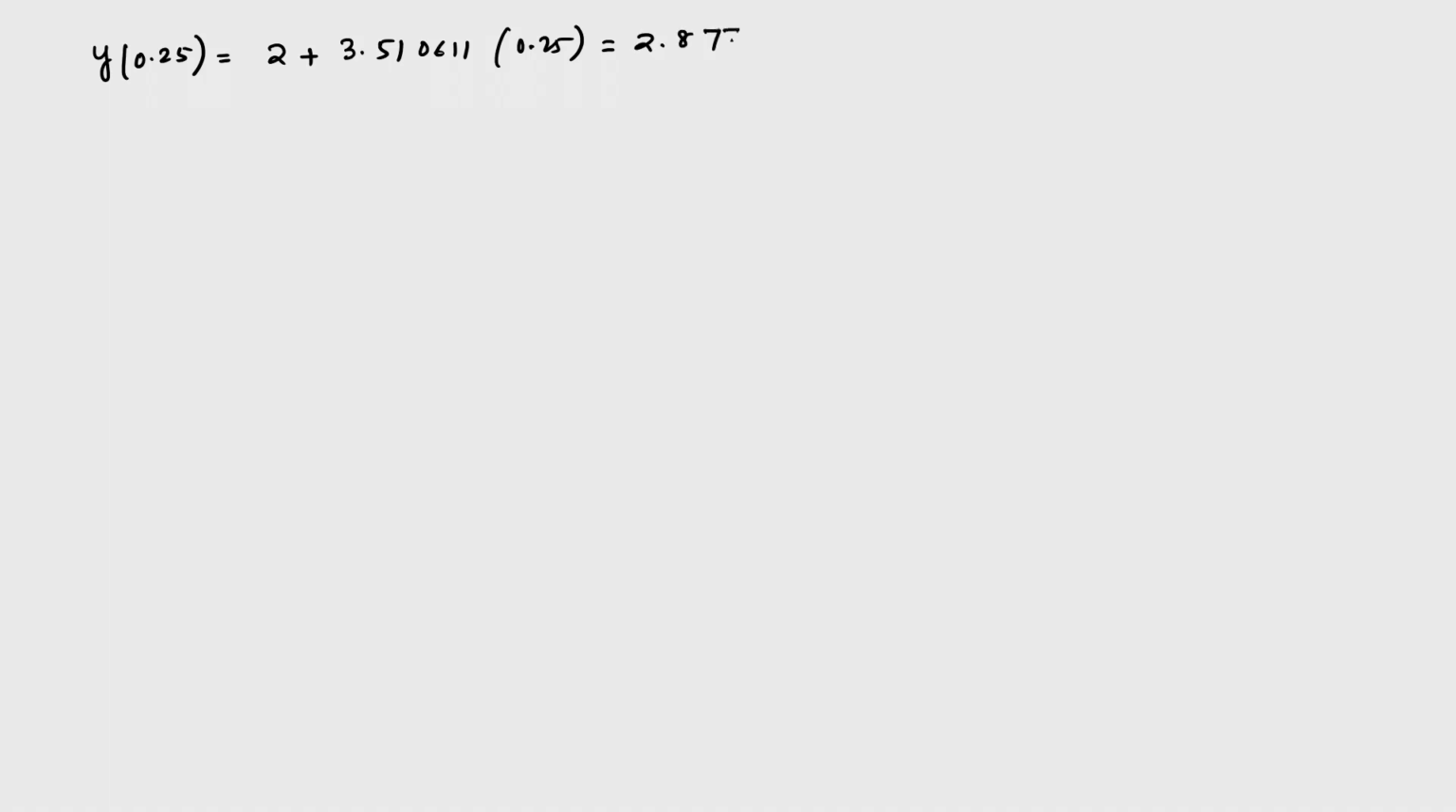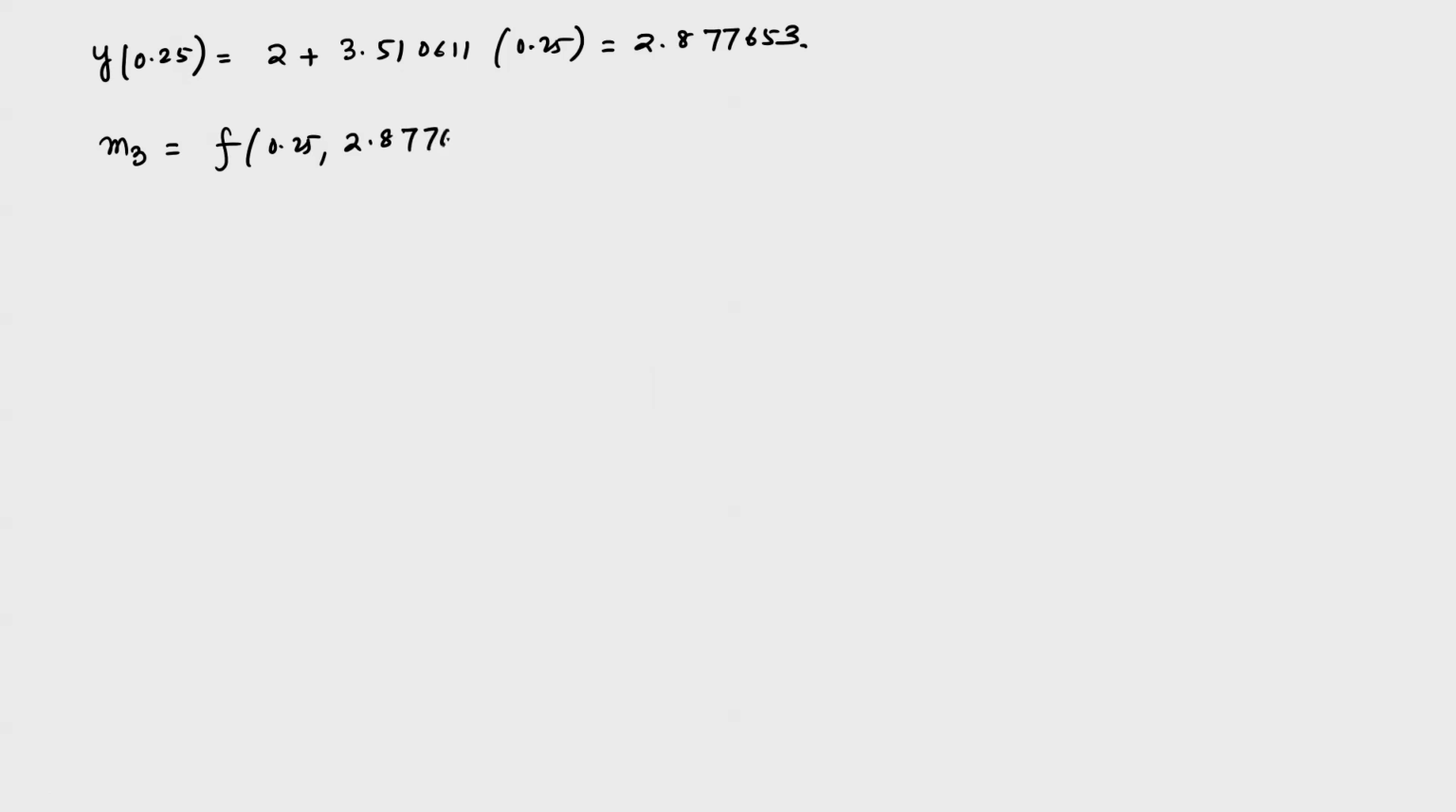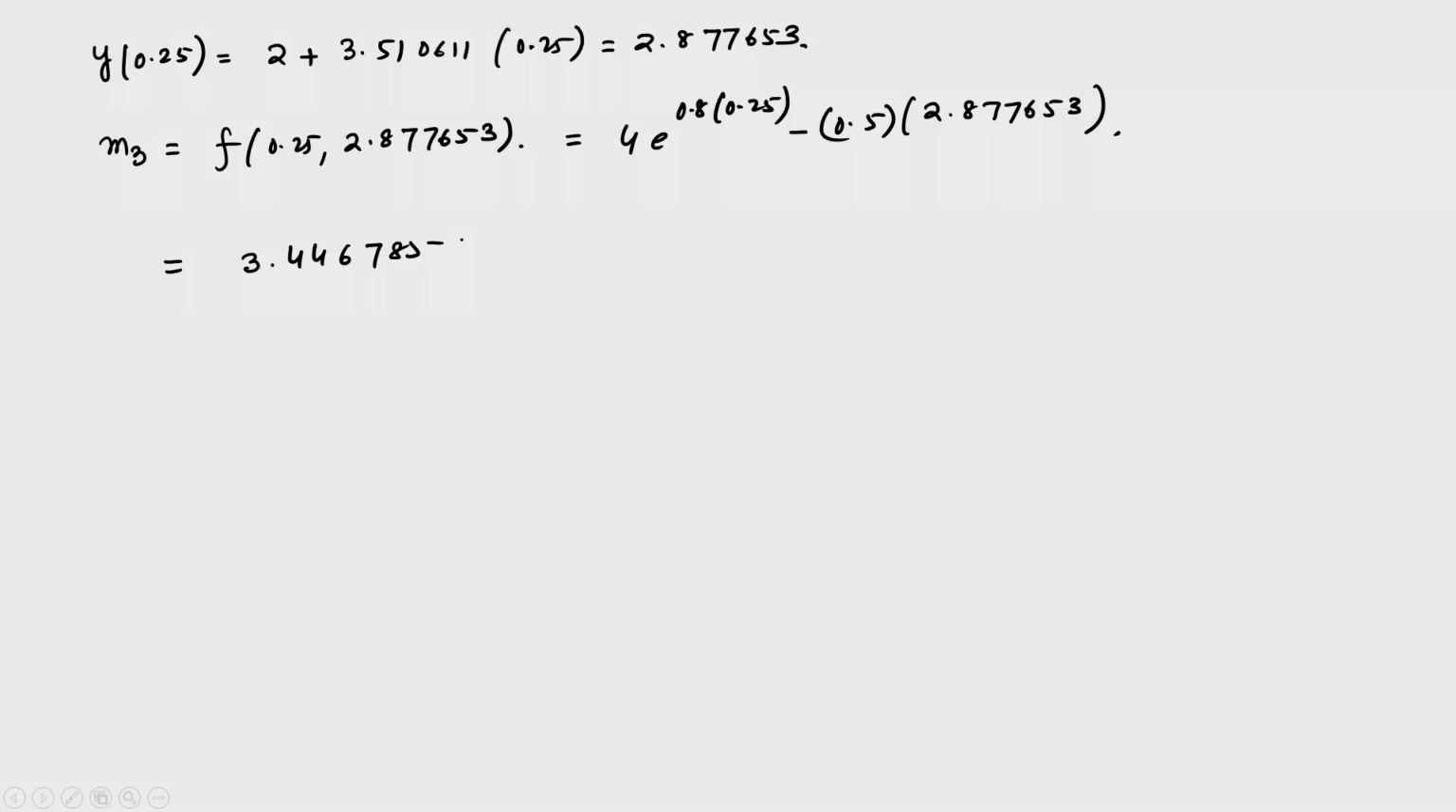So, it is 2.877653, and hence the M 3 is equal to f at 0.25 and 2.877653, and this is nothing but equal to 4 e to the power 0.8 into 0.25 minus 0.5 into 2.877653, and if you calculate it, it is equal to 3.446785. So, we have calculated this slope M 3.